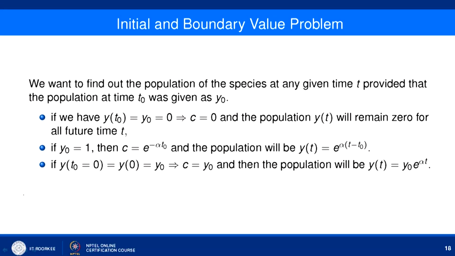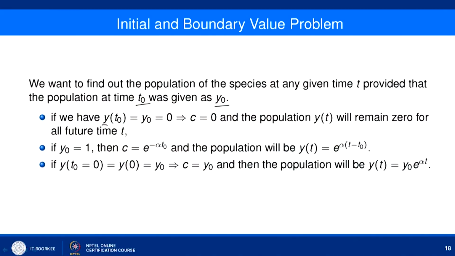Let us discuss this. So, we want to find out the population of the species at any given time t, provided that the population at time t naught was given as y naught. So, along with the differential equation, it is also given that at time t equal to t naught, the population is y naught. With the help of this, we want to find out the solution. Let us look at the possibility that the initial population is given as 0. So, it means that y(t naught) is equal to y naught, and it is given that y naught equal to 0.